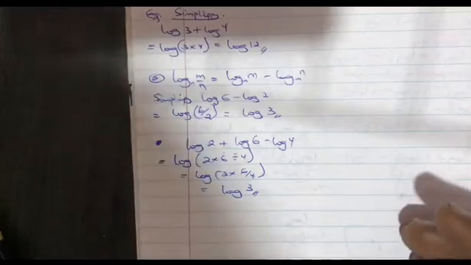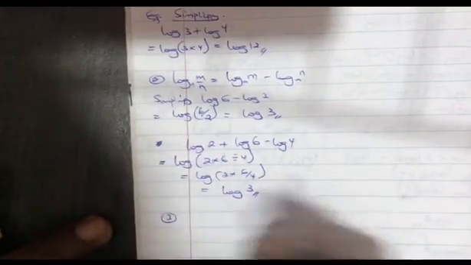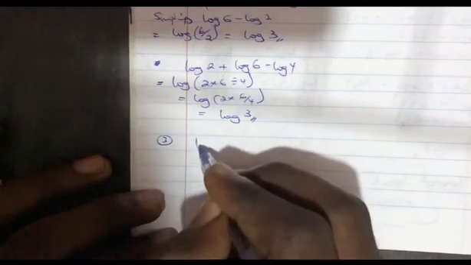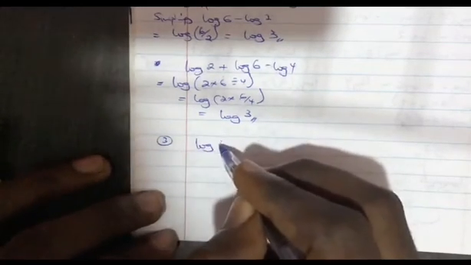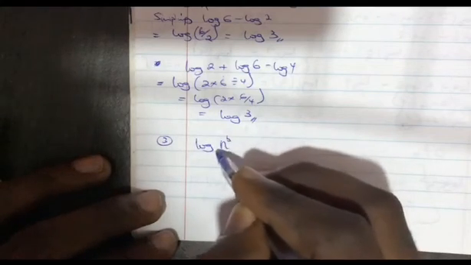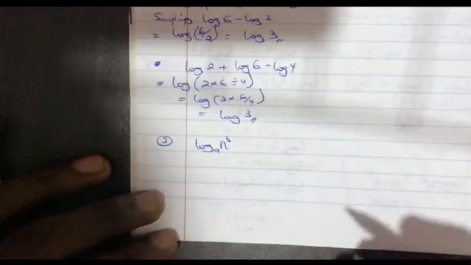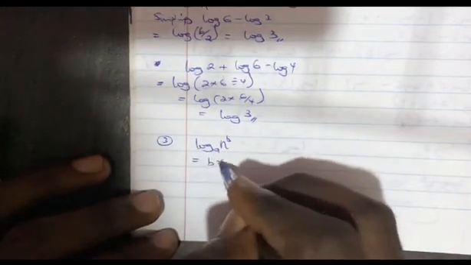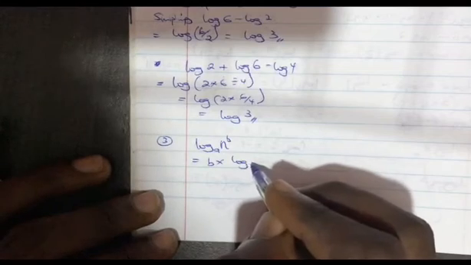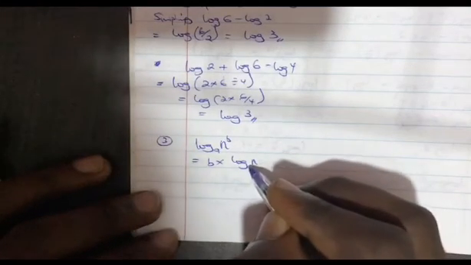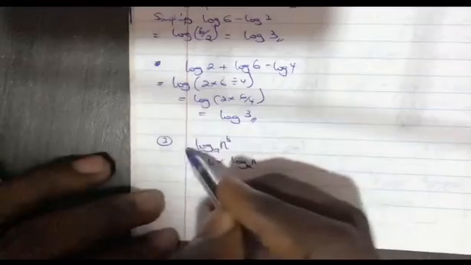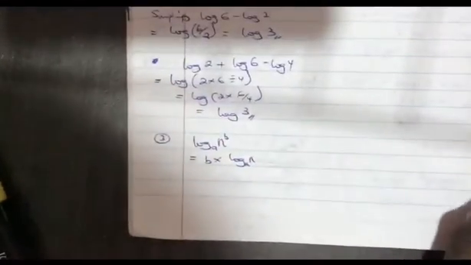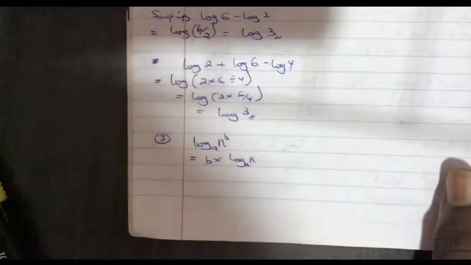Then the third rule, we said that for an expression like log of n exponent b to the base a, it is just b times log of n to the base a. So you just bring the b to this side to multiply the whole expression. I proved this in the previous video.